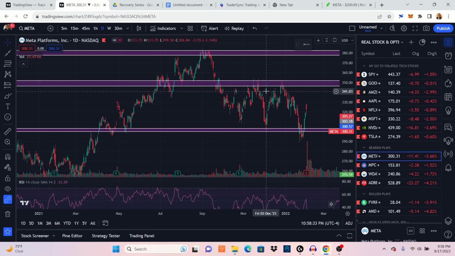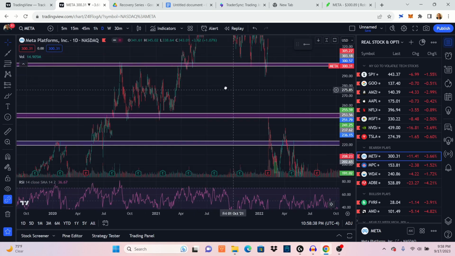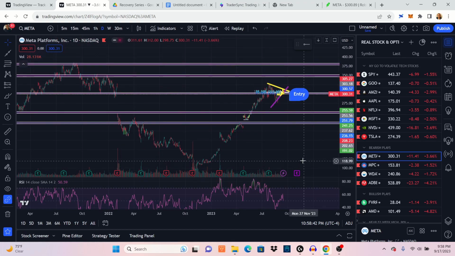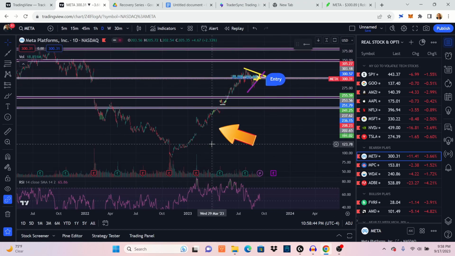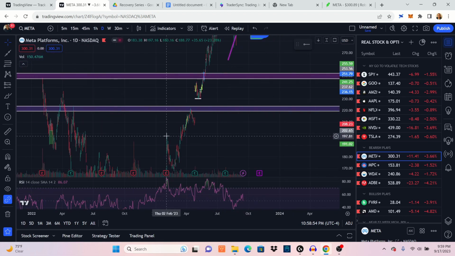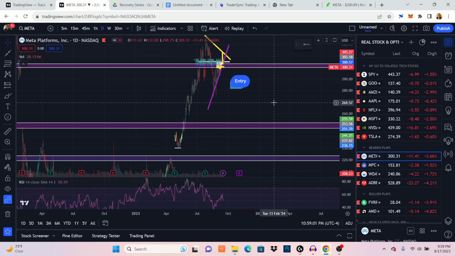So with that being said, we're going to now focus on the Meta play. If I zoom out, as you can see, this play has an overall bullish bias because it's forming higher highs and higher lows. If we keep zooming in, you'll see higher high, higher low, higher high, higher low, higher high, higher low. You're kind of getting the process, the way it works.